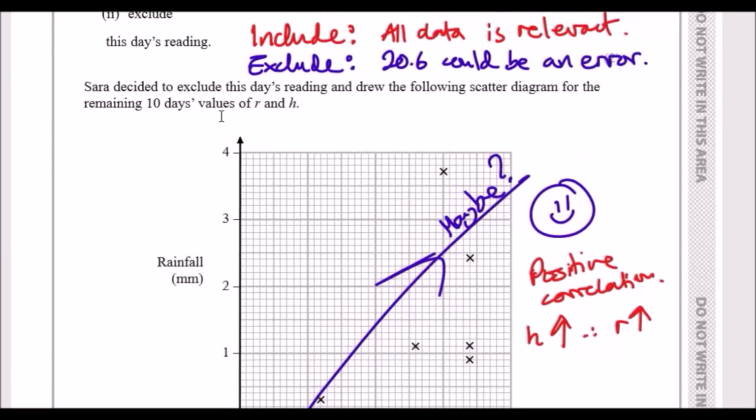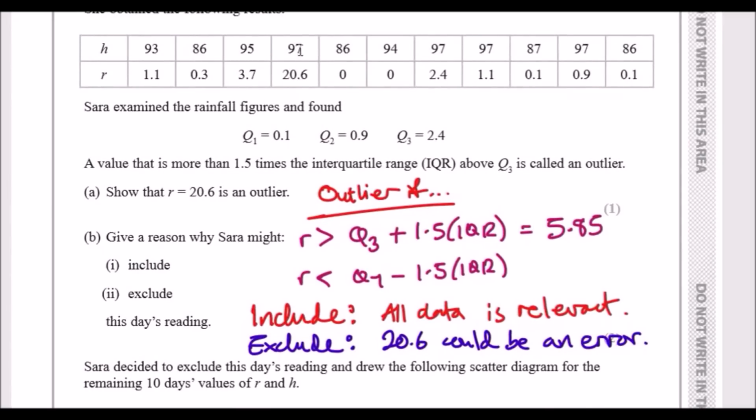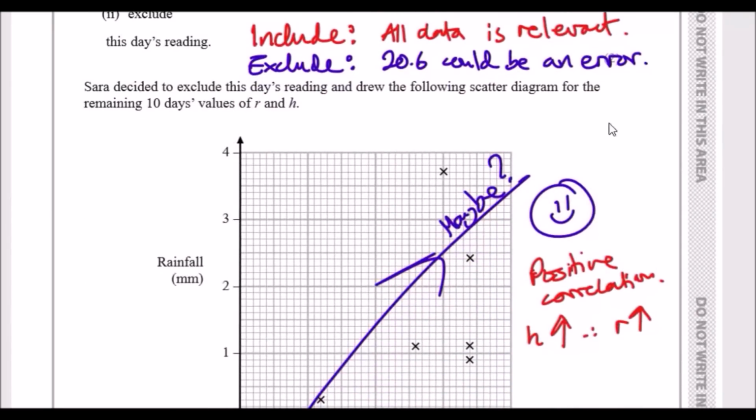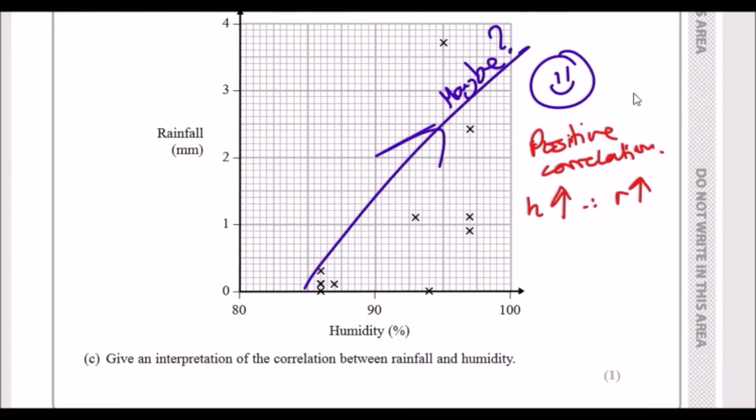Sarah decided to exclude this day's reading. So now we only have 10. She's just going to exclude it, so 20.6 is gone, and we only have 10 pieces of data. She decided to draw the following scatter diagram for the remaining 10 days. Very easy. You've got humidity on the x-axis, rainfall on the y-axis, so we're probably going to guess that y depends on x. So rainfall depends on humidity. Looking at this one, it's hard to visualize, but this is sort of like a positive correlation, maybe.